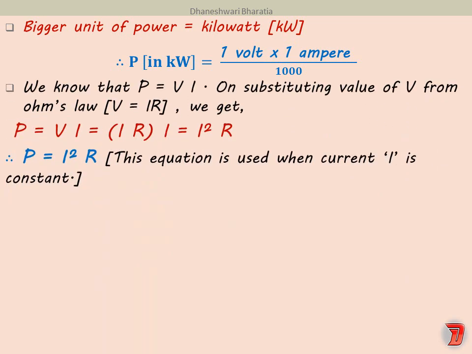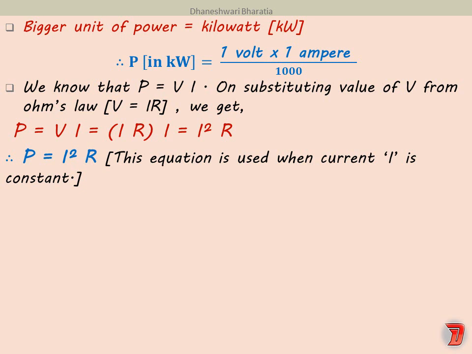P is equal to VI, we know. So on substituting the value of V from Ohm's law, V equals IR, we will get P is equal to I square R. Now this equation is used when current is constant. When is current constant? In series or in parallel?